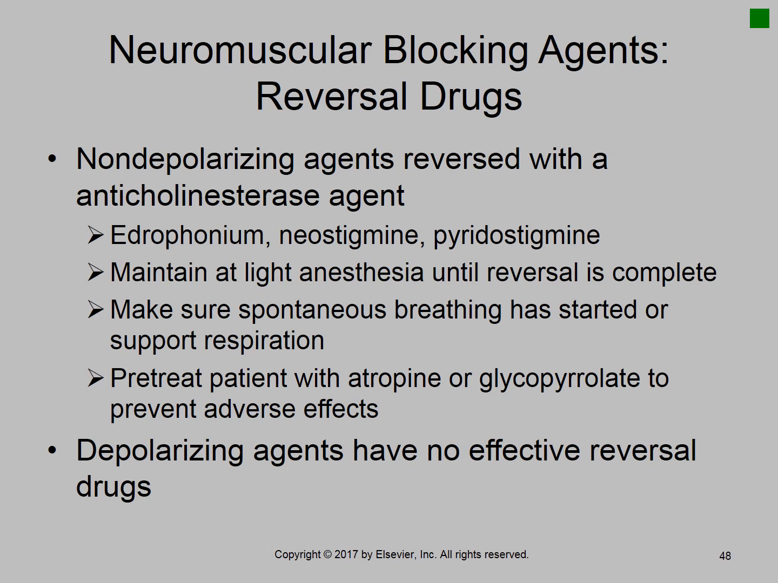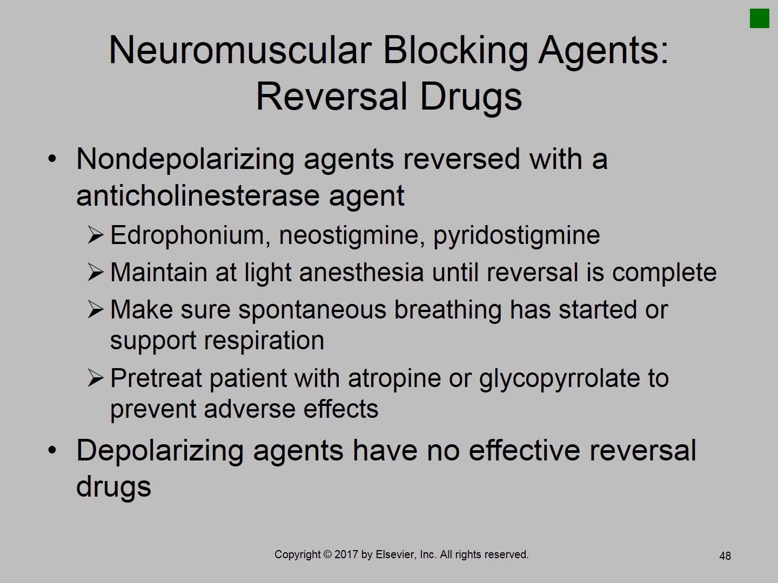Fortunately, the good thing about the non-depolarizing agents is they have specific reversal agents. If you give succinylcholine, there's no reversal agent for it. You just have to let it wear off. But if you use the non-depolarizers, then there is a reversal agent, and they are reversed with an anticholinesterase agent. Edrophonium, neostigmine, pyridostigmine, all of these will reverse the effect. So if you don't like it, you make it go away.